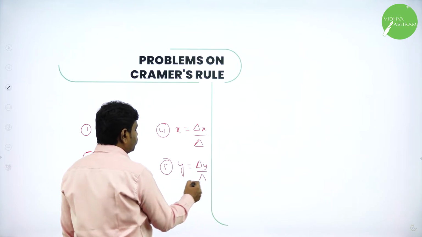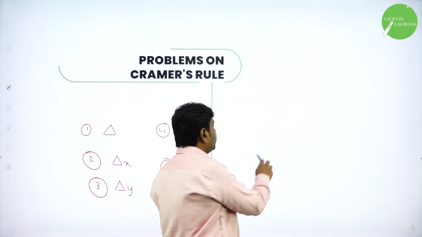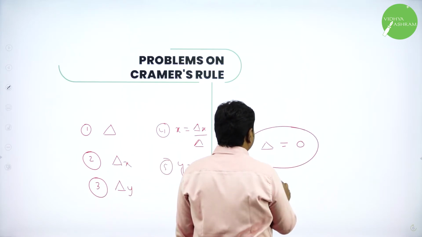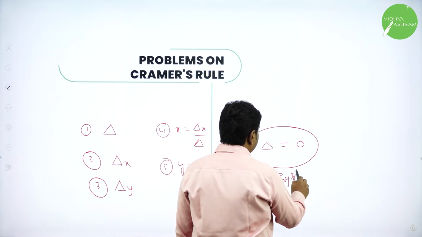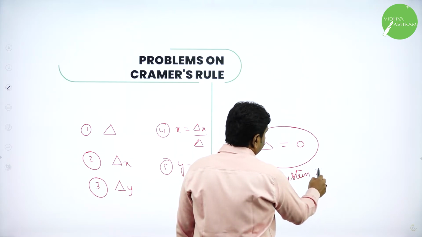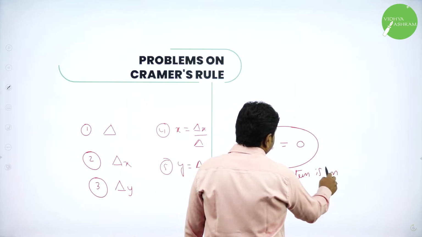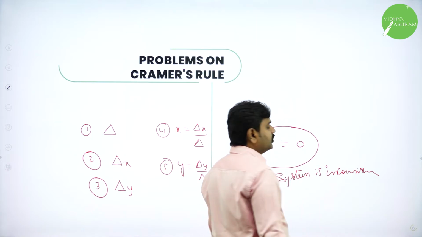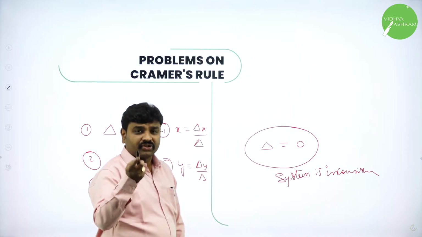These are the procedures. And along with that, if delta is equal to 0, then the system is inconsistent. The system is what? Inconsistent. You cannot solve it. That is the conclusion. What is meant by delta 0? The coefficient matrix is a singular matrix.